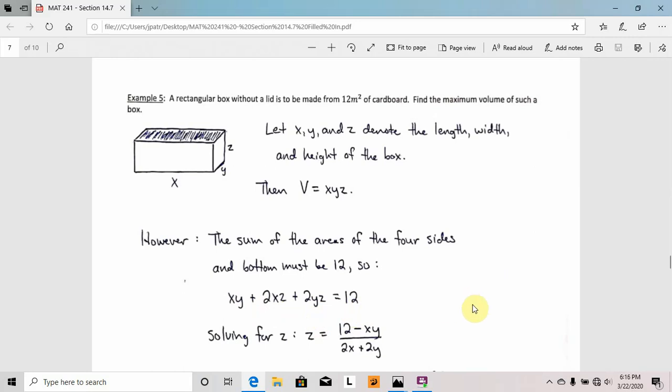Okay? Well, then we can use this in order to solve for z. And using that, where z is 12 minus xy over 2x plus 2y, then we have a way to write z in terms of x and y, which means that then we could write the volume just in terms of x and y, and then we can do things the way that we've been doing them. So then here's that maneuver again, right? Rewriting z in terms of x and y.